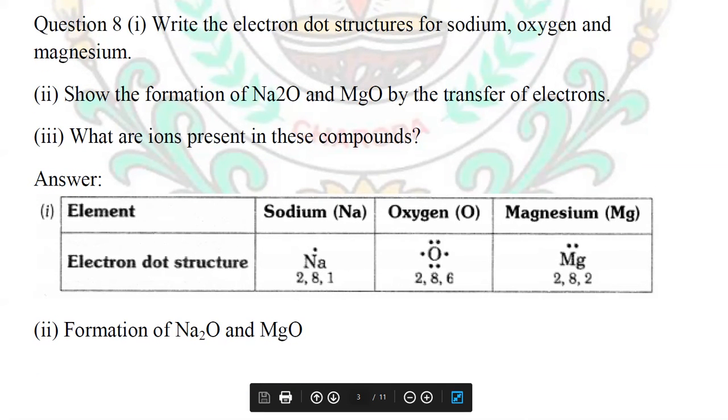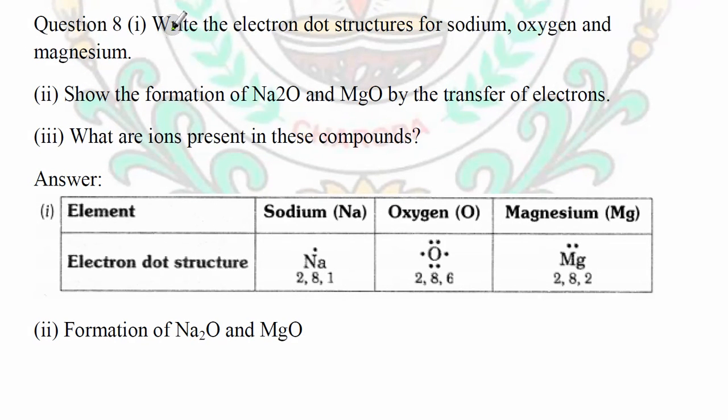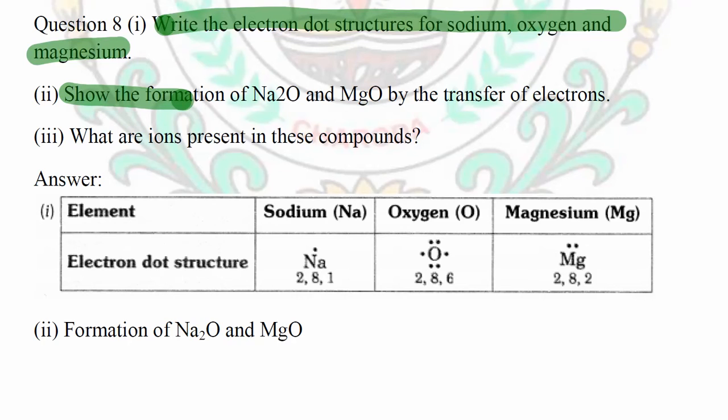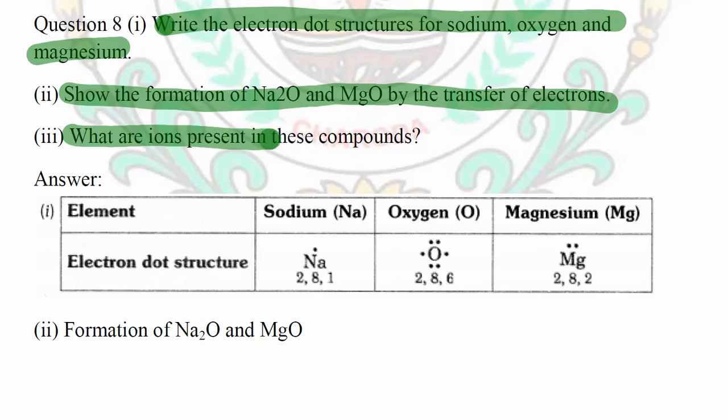Next, question number 8. The question asks: first, write down the electron dot structure for sodium, oxygen and magnesium. Next, show the formation of Na2O and MgO by the transfer of electrons. Next, what are the ions present in these compounds? So let's start and answer this question.